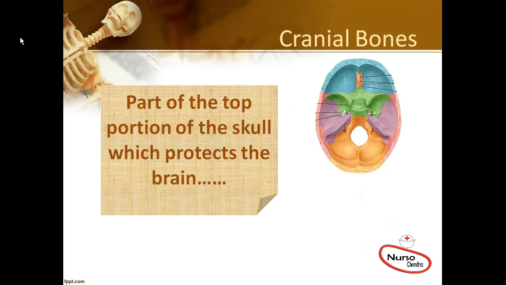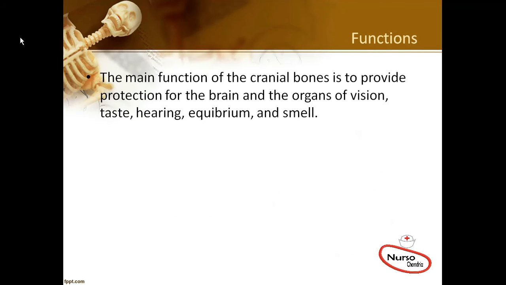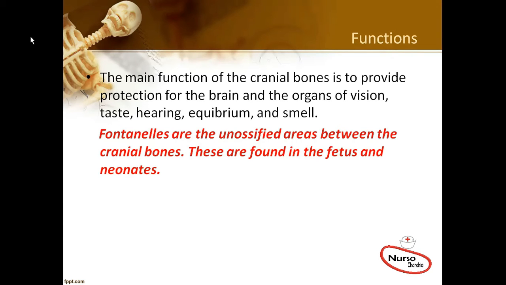It is the part of the top portion of the skull which protects the brain. The main function of cranial bones is to provide protection for the brain and the organs of vision, taste, hearing, equilibrium, and smell. Now let's know a very important term, fontanelles.